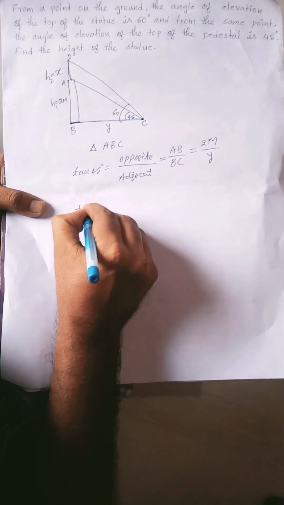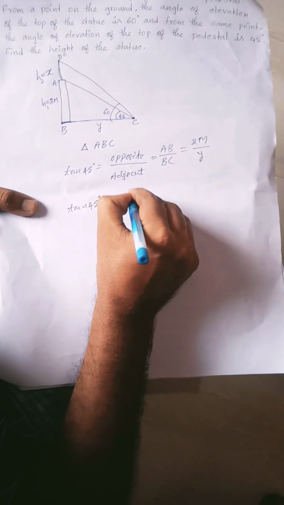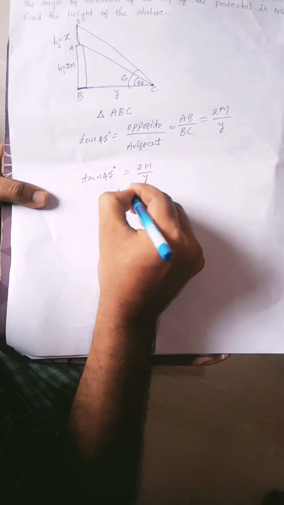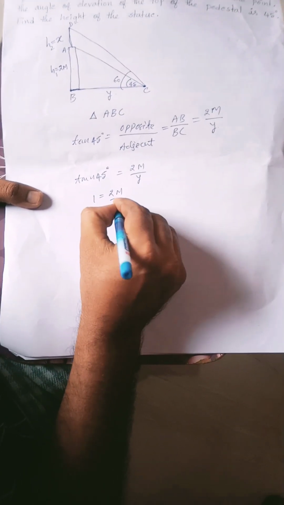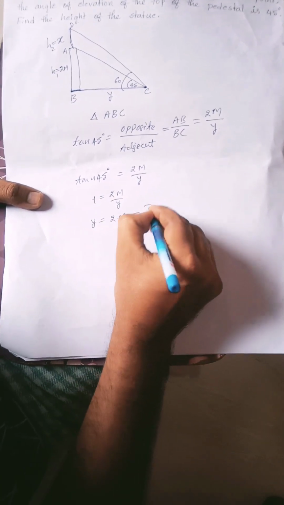Tan 45 is equal to 2 meters by y. Tan 45 is equal to 1. So 1 is equal to 2 meters by y. Y is how much? Y goes to this side, 1 into y is equal to y. Y is equal to 2 meters. This is the first equation.